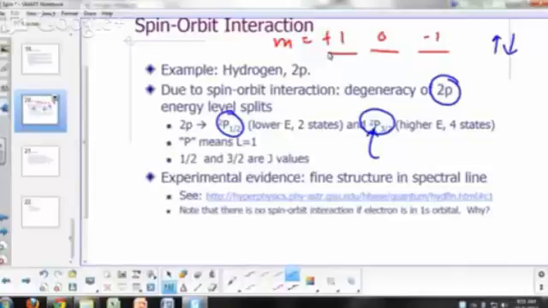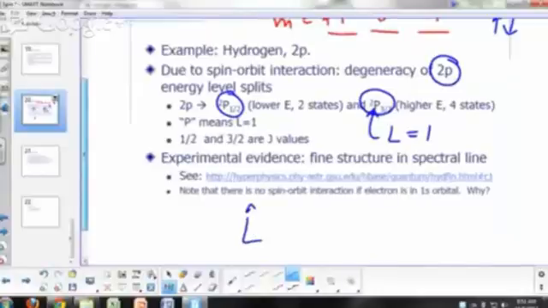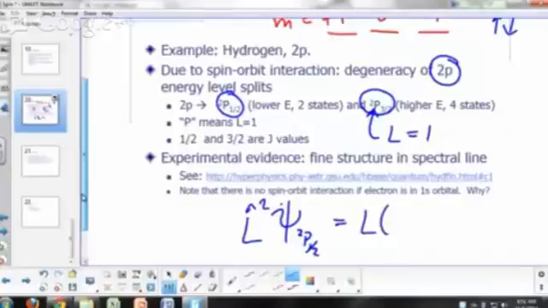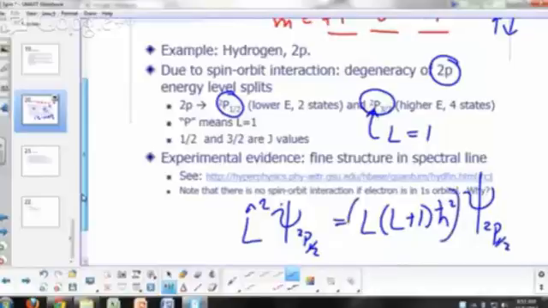Capital P means that the quantum number for the total orbital angular momentum is 1. That's the code for L = 1. In other words, if I were to ask you what is L squared of the psi for doublet P1/2, what would be the eigenvalue for that? L squared is going to be L times L + 1 h bar squared psi of doublet P1/2.